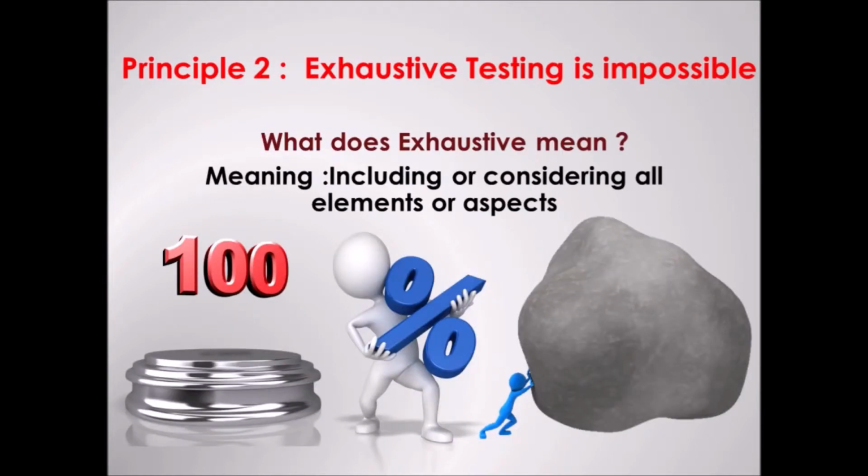The second principle of software testing: exhaustive testing is impossible. So what does this mean? It means that including all elements or aspects is not possible while testing. For example, let us take an application wherein we can enter a quantity from 0 to 100 million. Imagine, is it possible to test with so many values? 100 million values? Absolutely not. So, exhaustive testing is impossible.